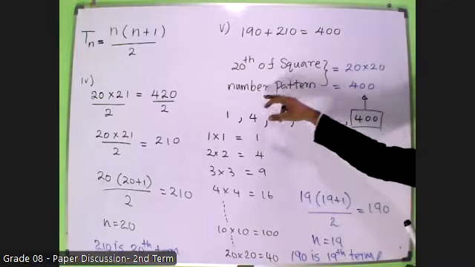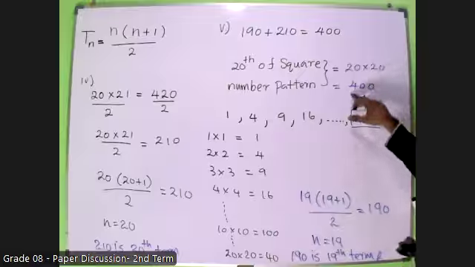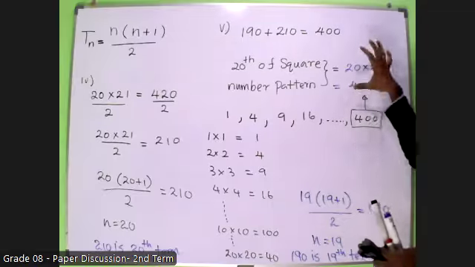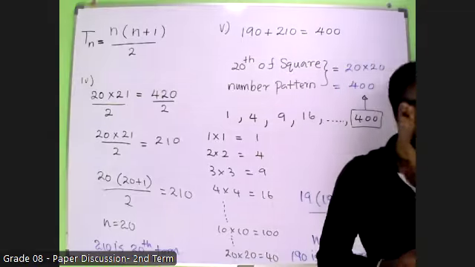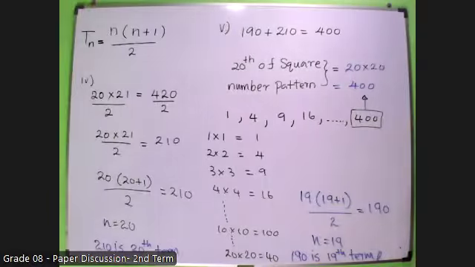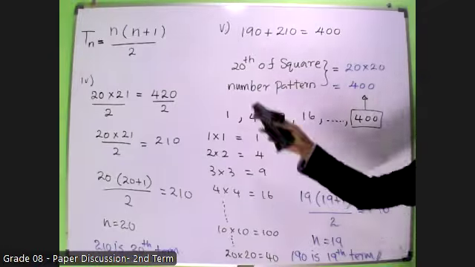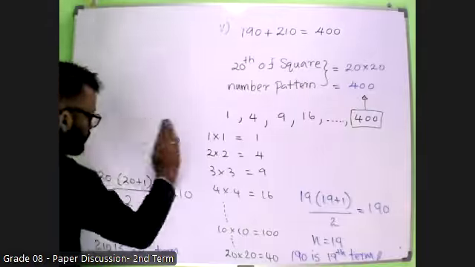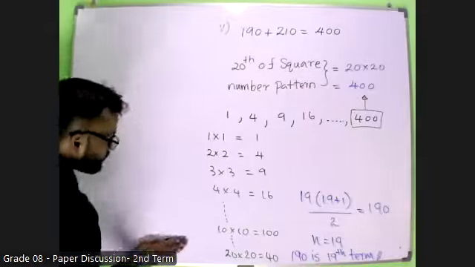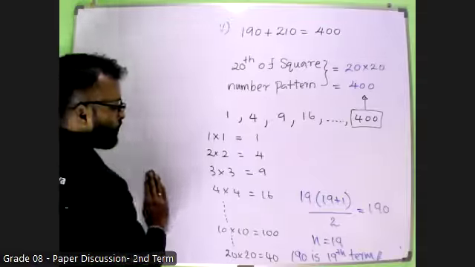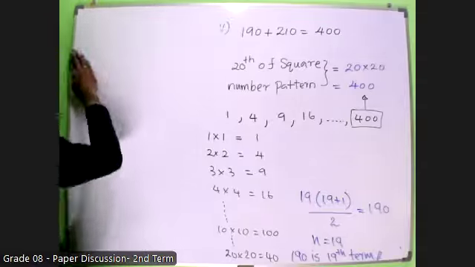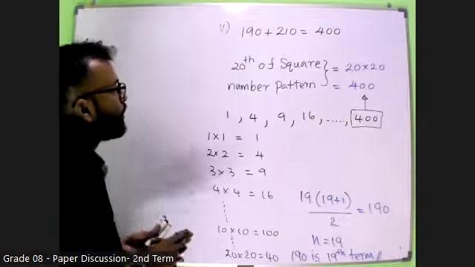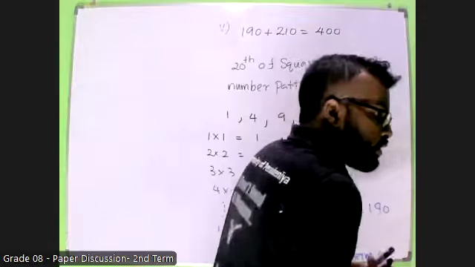So the 20th term of the square number pattern is 20 times 20, which is 400. So if you do this one, it is enough. Huh? It is correct. Right, let's move to the second question.